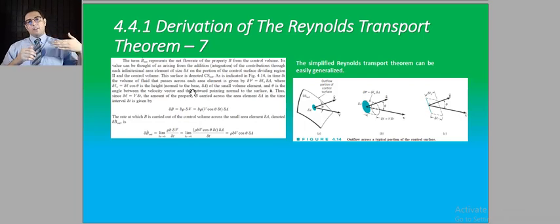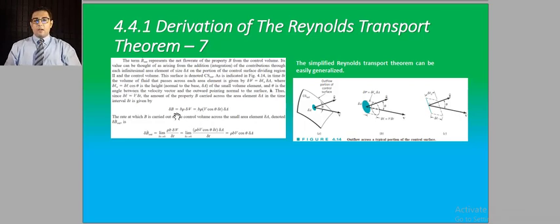Sometimes velocity through this surface is not in the same direction as the normal of that surface. It has a corresponding angle. So we have to project it such that it lies on the vector of the normal of the control surface. We can do it by the triangular equations, as cosine theta.